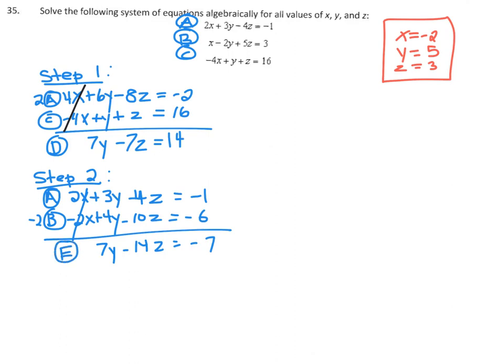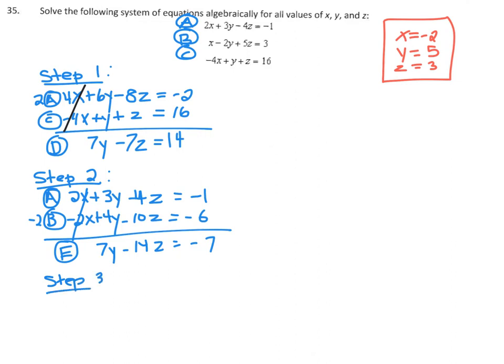Okay, so now what happens is, now we look at equation D and we look at equation E. And we want to line them up and try to get something to cancel out. Now, this is a positive 7y and this is a positive 7y. So if we multiply one of them by a negative 1, then we'll have a negative 7y and it'll cancel off. All right, so what I'm going to do is, let's see, step 3. Let's see if I can fit it here.